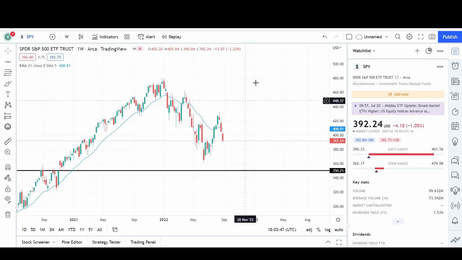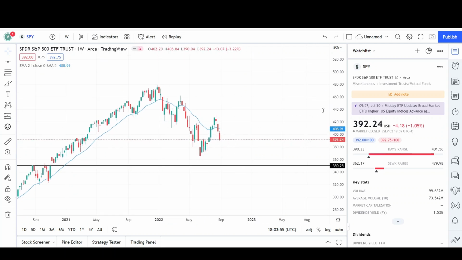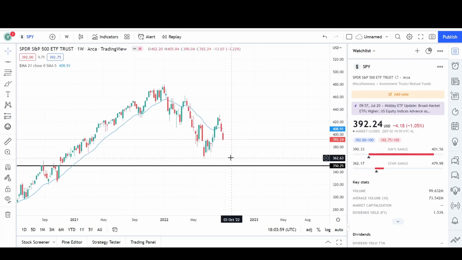Could we just go up from here? Yeah, that's a possibility, but I think with the past price action and the aggressiveness of this down move, we're probably going to make a new low of this downtrend. So that's pretty much everything I have for the SPY.